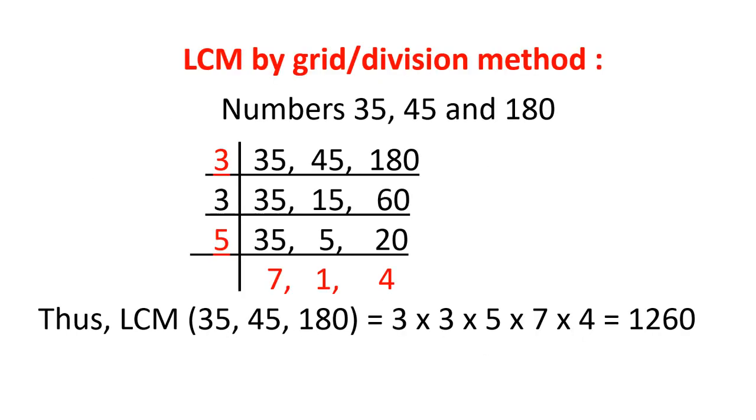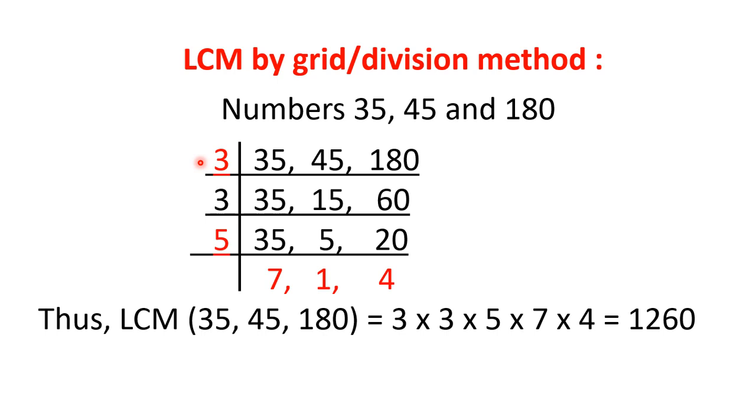Now we do the LCM by the grid method or division method, and we have chosen the numbers 35, 45 and 180. So write the numbers horizontally like this, separated by commas and a little space. Make a grid like this, a vertical line and horizontal lines. Now in this method, you start with the smallest prime number, but when you choose that prime number, it should divide at least two numbers among that group of numbers whose LCM we are going to find out.